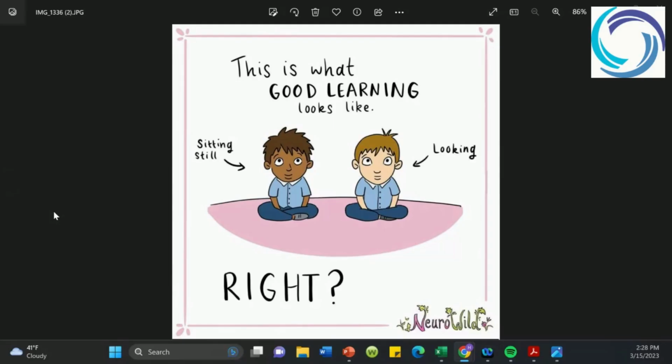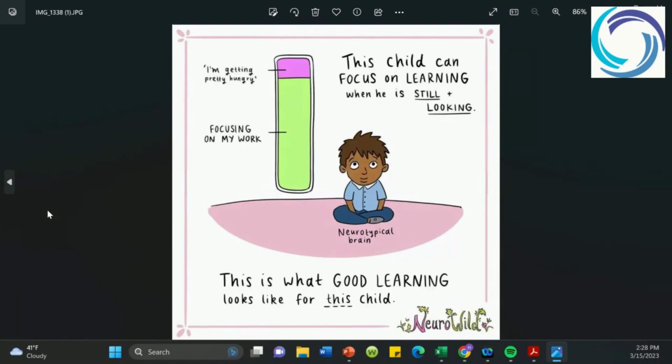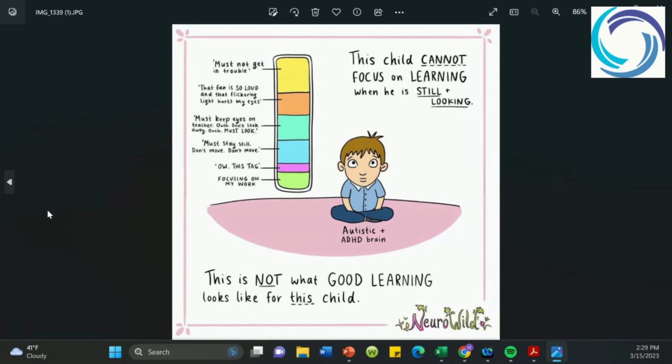So now I'd like to share with you a beautiful illustration from NeuroWild about the differences between a neurotypical brain and a neurodivergent brain. So here you can see this is what quote unquote good learning looks like. Let's take a closer look at their brains. Here's our neurotypical student who is able to easily sit still and look, and this is kind of what their brain looks like. As opposed to a neurodivergent student, you can see that their focusing on their work is so tiny because they have these other things happening in their brain that's taking more space and energy.